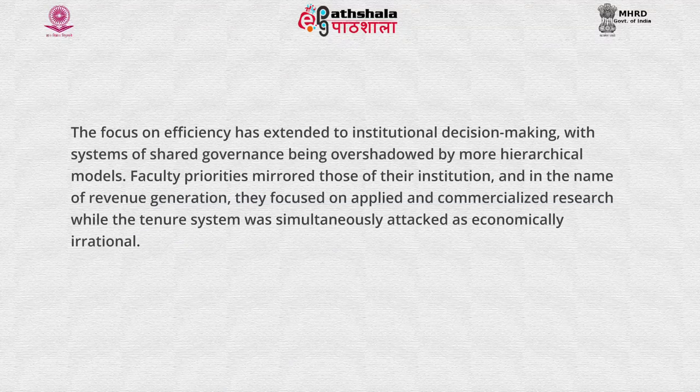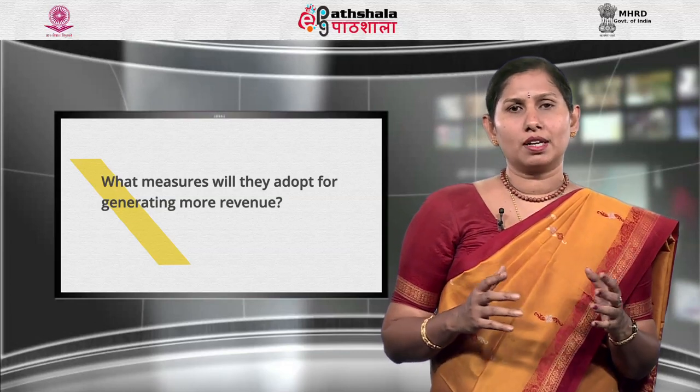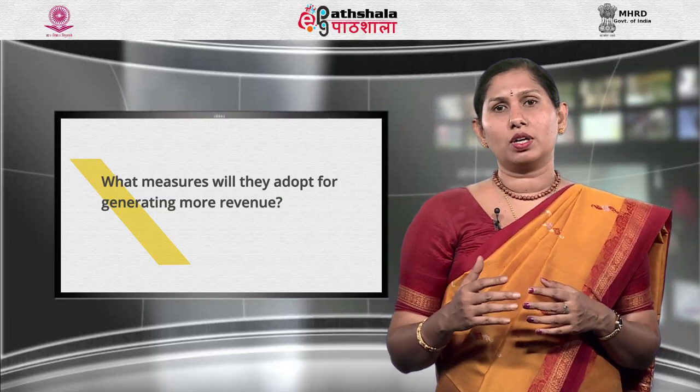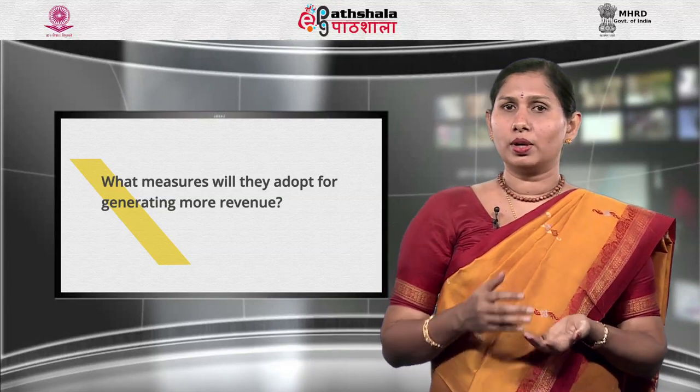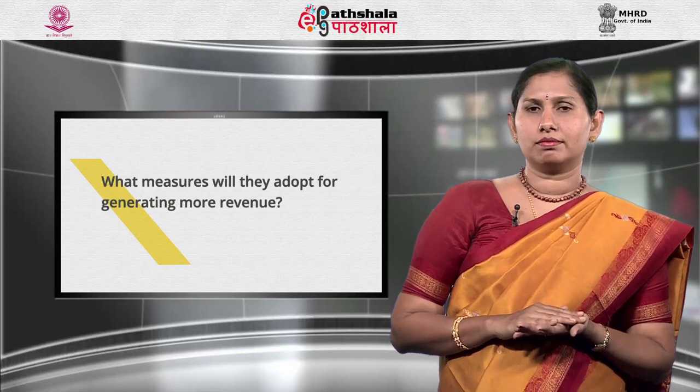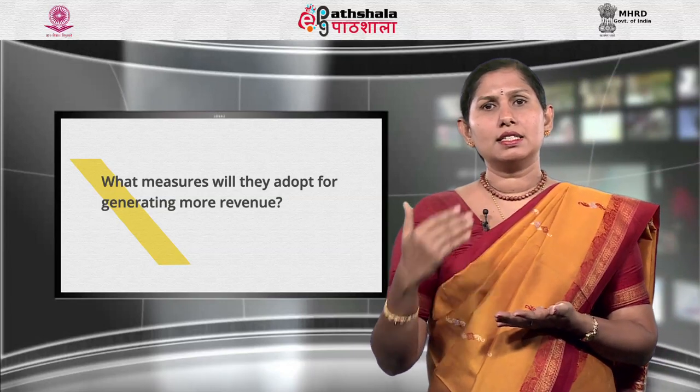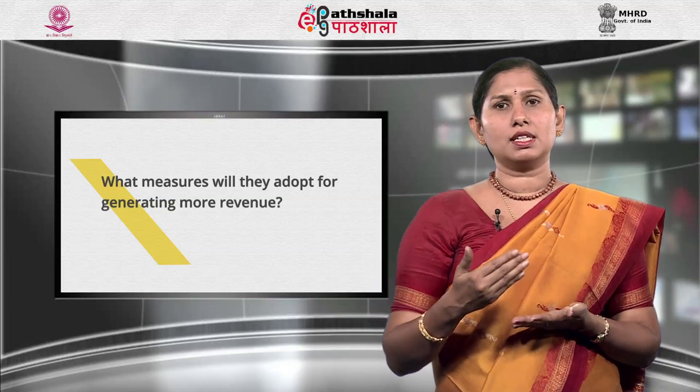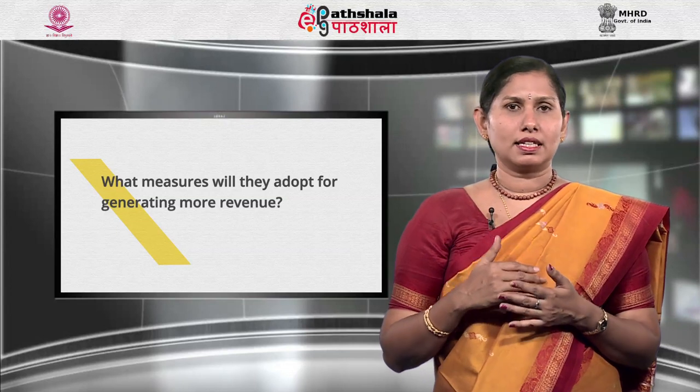The focus on efficiency has extended to institutional decision-making, with systems of shared governance being overshadowed by more hierarchical models. Faculty priorities mirrored those of their institution, and in the name of revenue generation, they focused on applied and commercialized research, while the tenure system was simultaneously attacked as economically irrational. Students have undergone a parallel shift, now increasingly focused on the extrinsic outcomes of higher education, as they reduce their concern for intrinsic rewards of the college experience. In general, a college education has increasingly been viewed as a private good to be purchased by a student who was redefined as a customer.